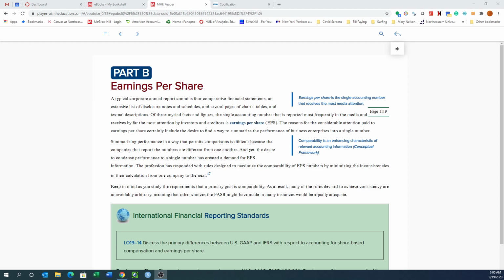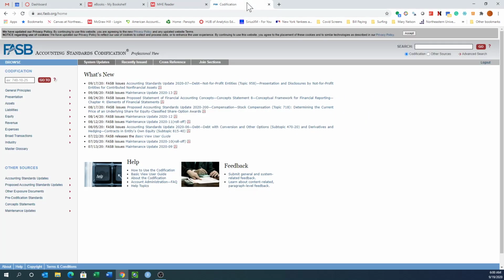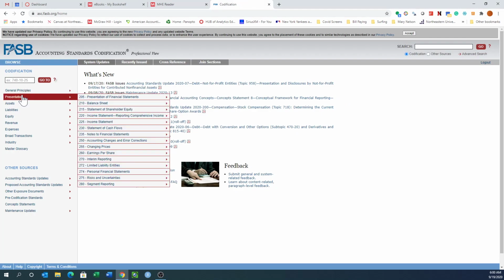So the textbook, I think we're still, no, I don't think we're in chapter 19 still. So earnings per share, we're going to talk about your basic earnings per share calculation, and then some other calculations that also have to go along with that. And in the codification, we want to spend our time, right? This is a presentation issue. It's not an asset or liability, it's a presentation issue.